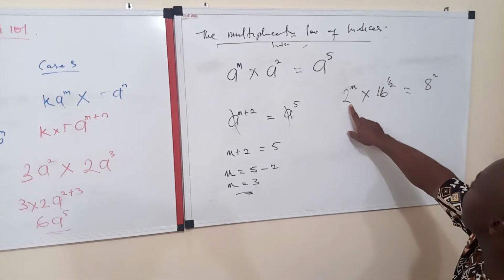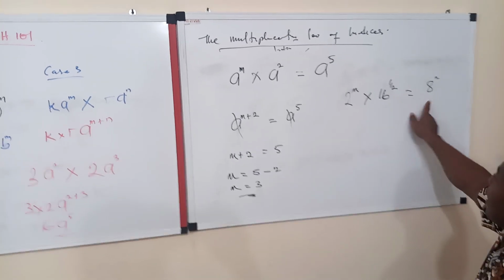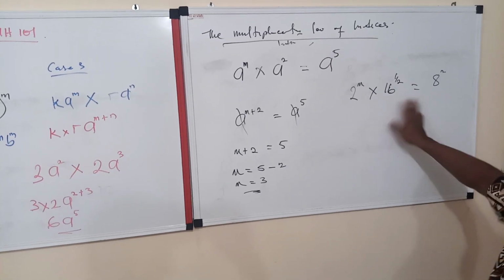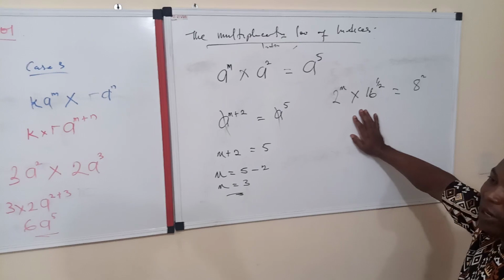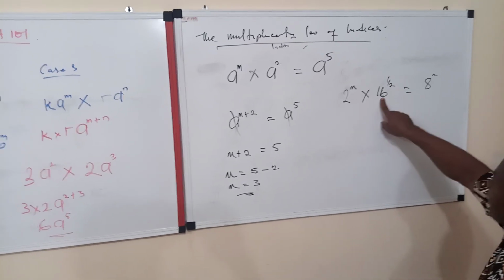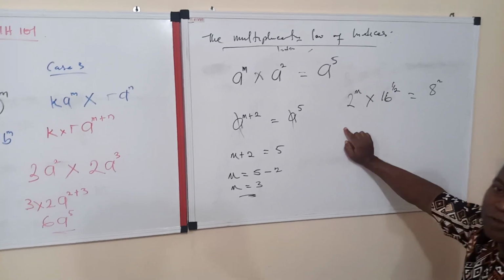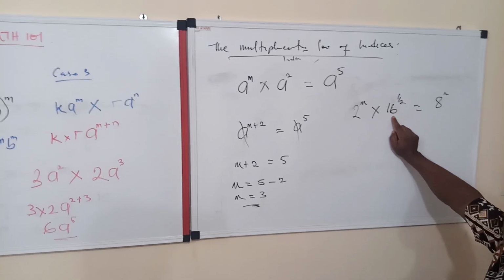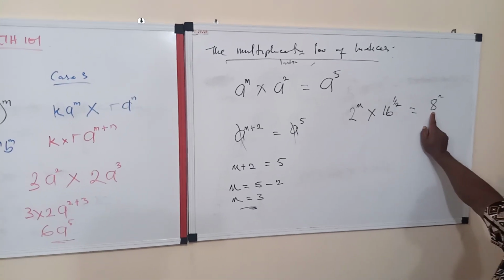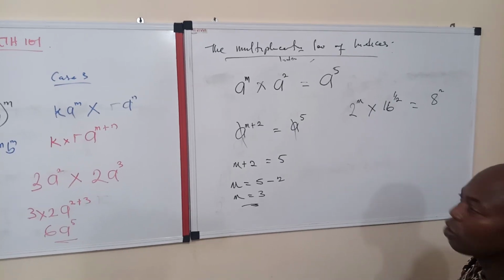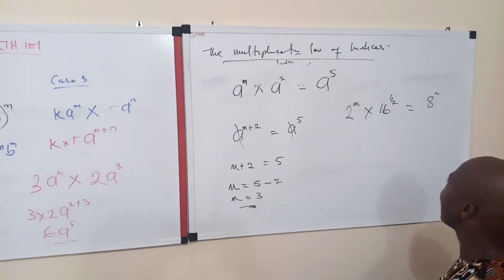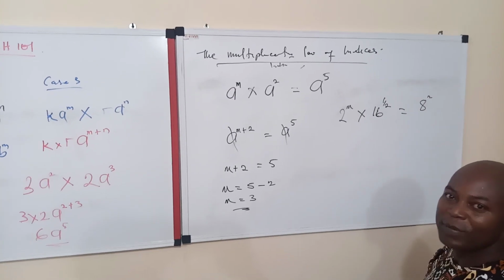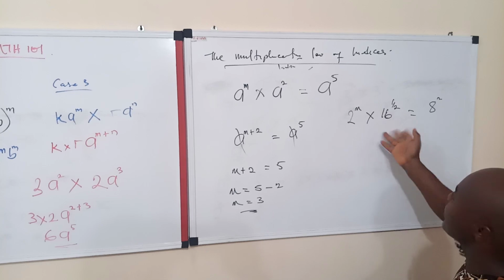Now in this case, you can see that the bases here are not arbitrarily the same. But we know that we can make them the same, because the 16 here, you can express it in terms of 2. The 8 here also, you can express in terms of 2. So those of you that are not looking at it critically may say the bases are not the same, this thing cannot be resolved.